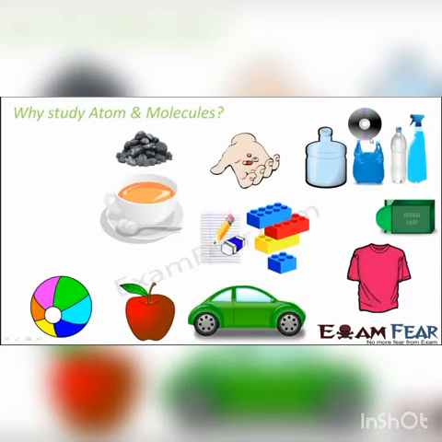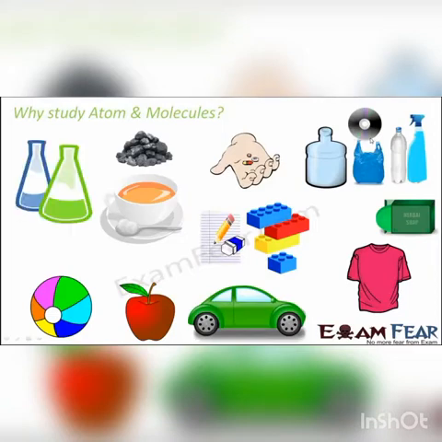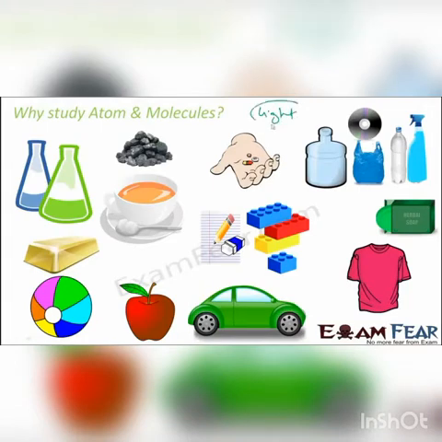You take a car, you take a pencil, notebook, eraser, lab equipment, chemicals, gold, everything has atoms. Everything around us except light. Light has photons, that doesn't have atoms. But except light, anything you see around us has atoms and molecules. The atom is the basic fundamental unit of matter, right? All these things which you see on the screen are made of matter.